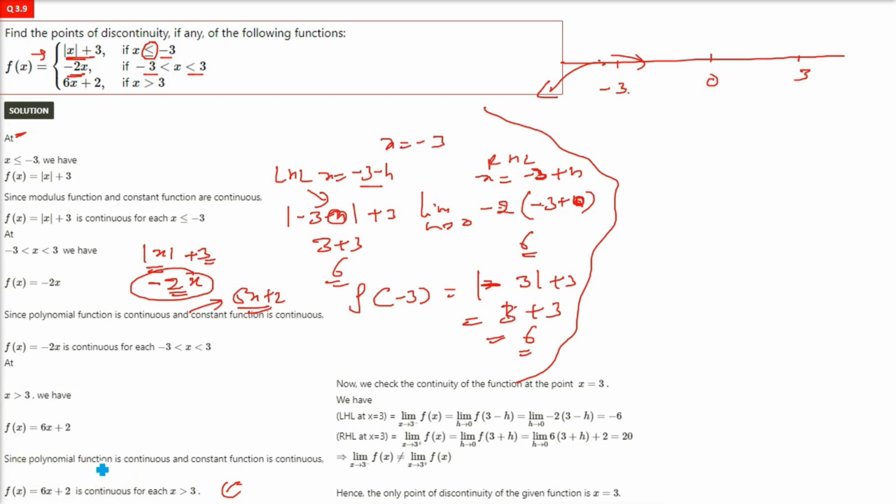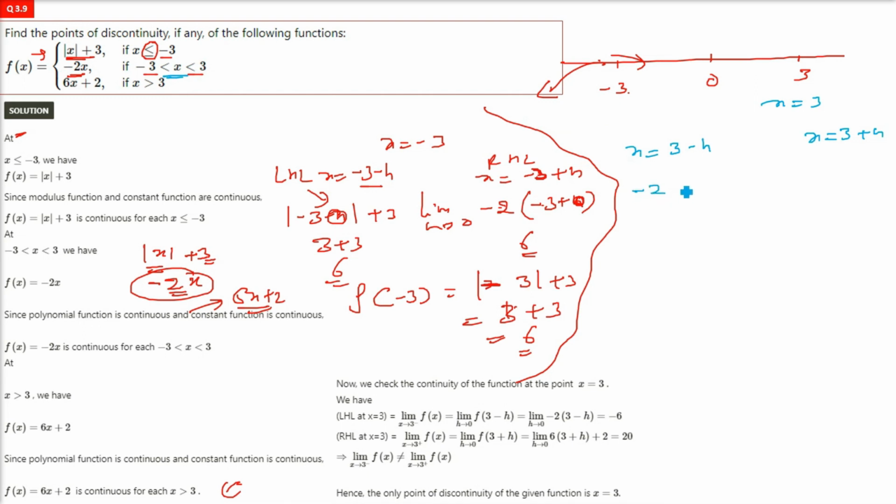How about checking it at 3? Because both the points you have to check. So LHL, what are we going to write? LHL we will put 3 minus h. RHL will put 3 plus h. And left hand limit, right hand limit, 3 minus h, 3 plus h.